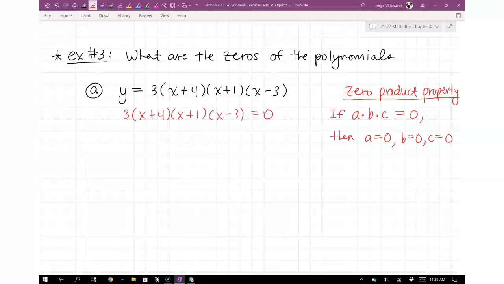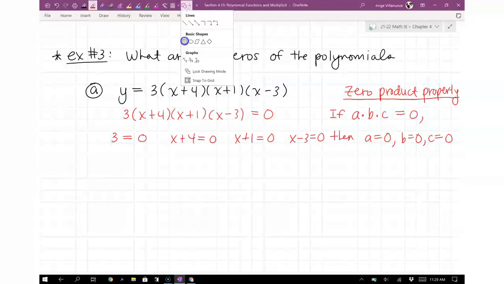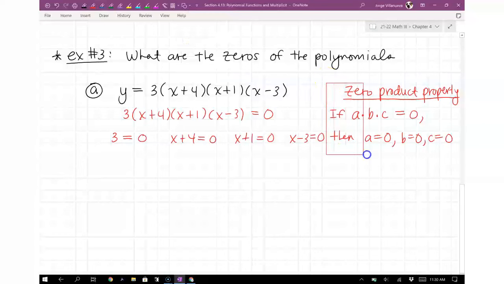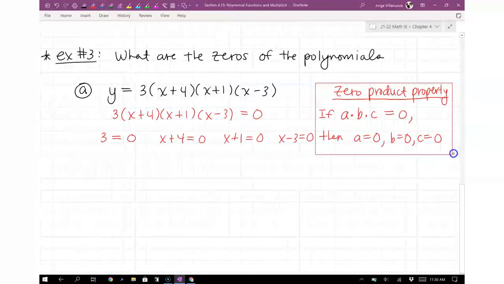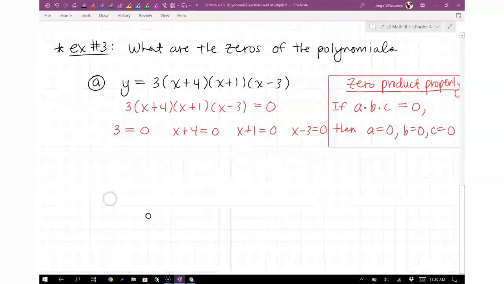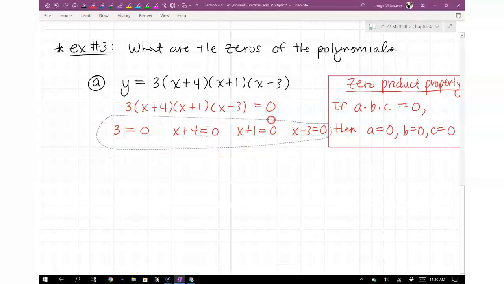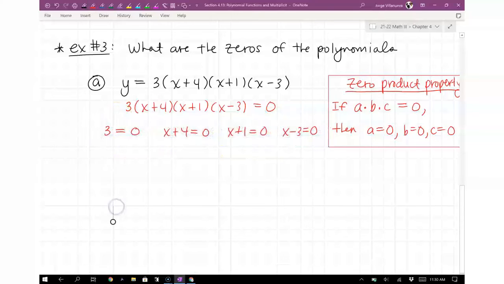So this is what you're going to do. 3 equals 0. x plus 4 equals 0. x plus 1 equals 0. x minus 3 equals 0. Put this in a box over here. Give me a second. I'm just going to move these a little bit to the right. All right, here we go.